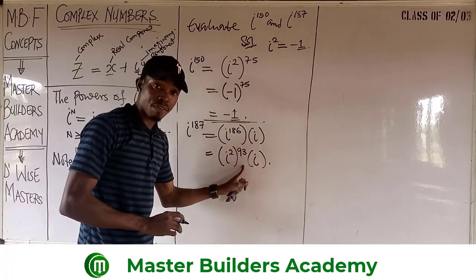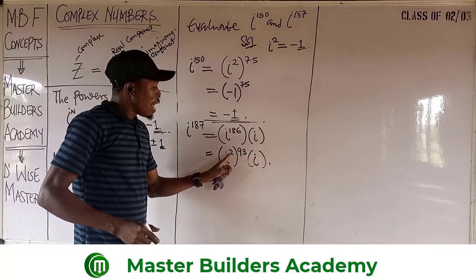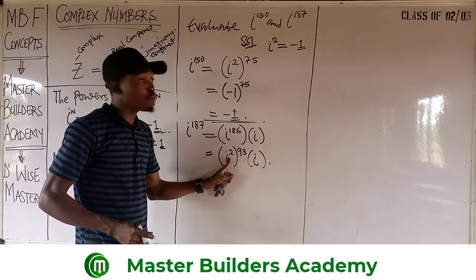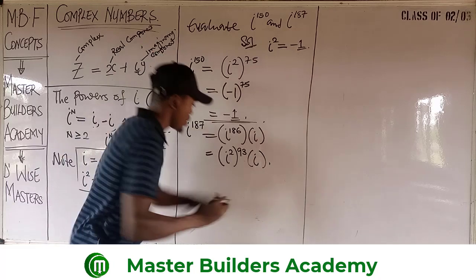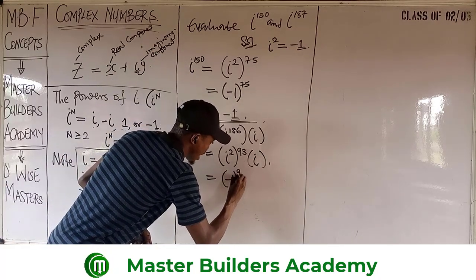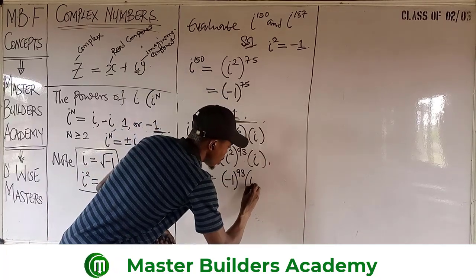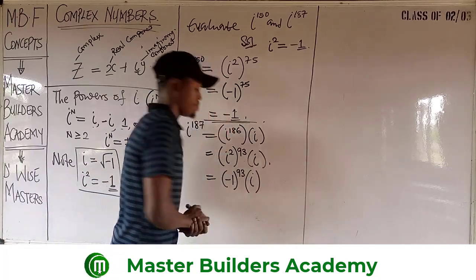And again, listen carefully. From what we have here now, as you can see, I raised to the power of 2 is negative 1. So I just introduce this here: negative 1 raised to the power of 93. And then this is equal to I raised to the power of 1.